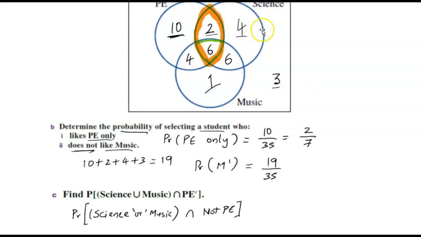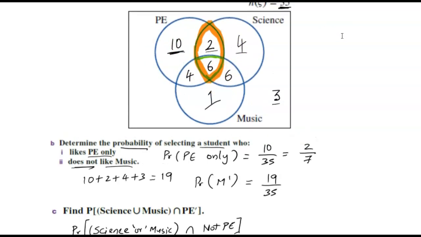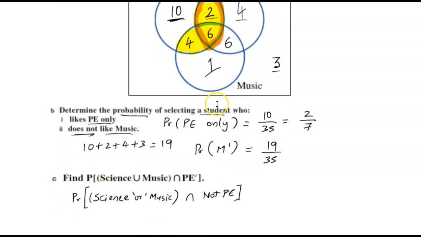So science or music is basically all the numbers inside the science and music circles. Let's add the science and music part of this. And not PE. The only part common to PE in the science and music circles is anything falling in the intersection there. That part is PE. So the numbers that are science or music but not PE are 4, 6 and 1, which gives us a total of 11. So that's going to be 11 out of 35.